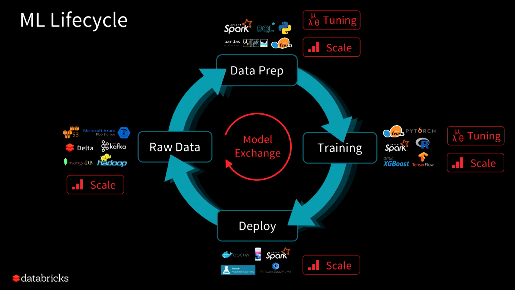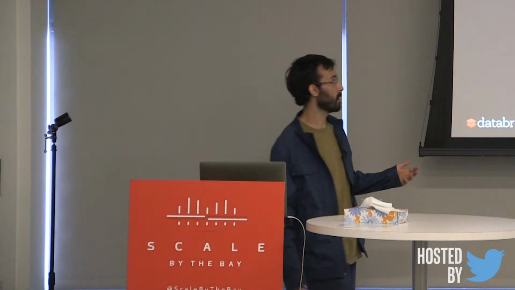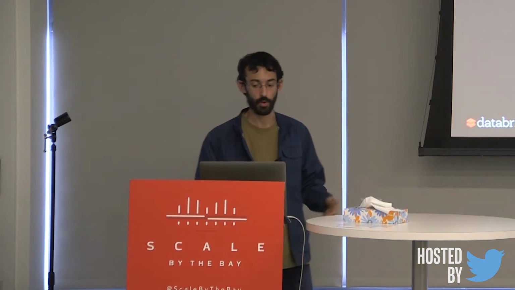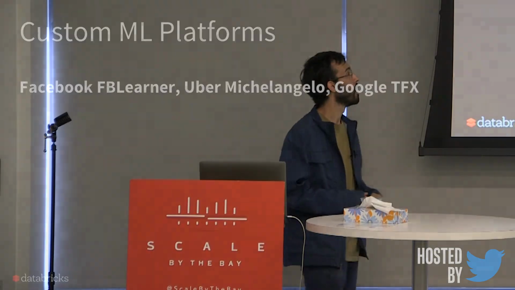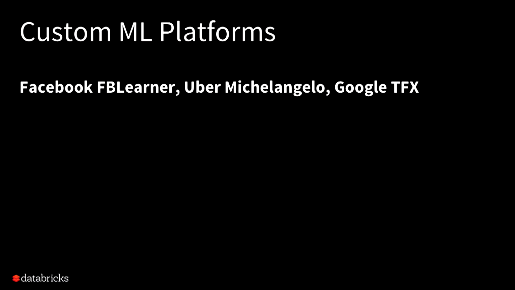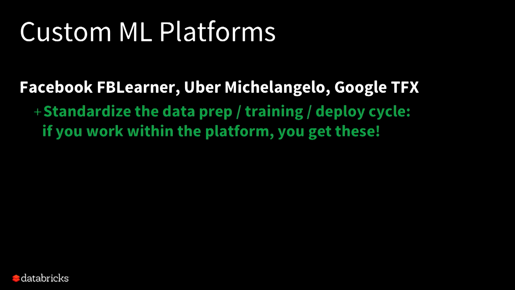So what's the state of the world today? The state of the world today is that there exist these systems that big companies have produced that are doing a lot of machine learning. Facebook, Uber, Google, for example, LinkedIn as well. I'm sure Twitter has one too. They are very customized to their internal tooling. And these are great because they standardize the entire data prep, training, and deployment cycle. So if you work within this company, within this platform, you can move very quickly, you can share your results, and that's awesome.